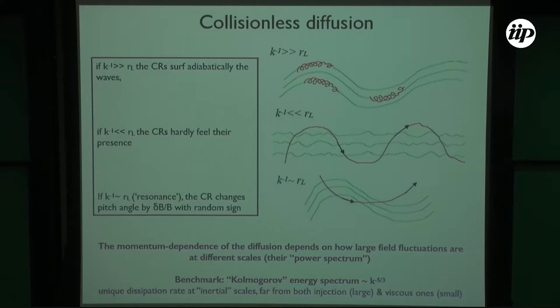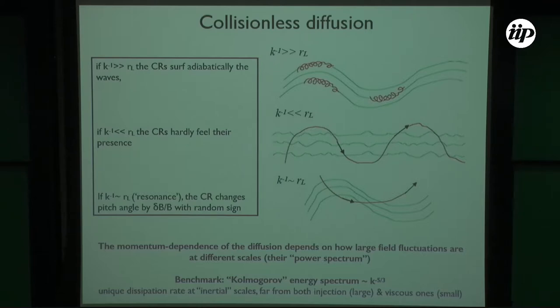You should think of it like a cosmic ray surfing adiabatically on the wave if the wavelength of the perturbation is much, much larger than the Larmor radius, ignoring the wave, averaging it out, if it's much smaller, and only being deflected if roughly there is a match between the Larmor radius of a cosmic ray and the fluctuation of the wave.